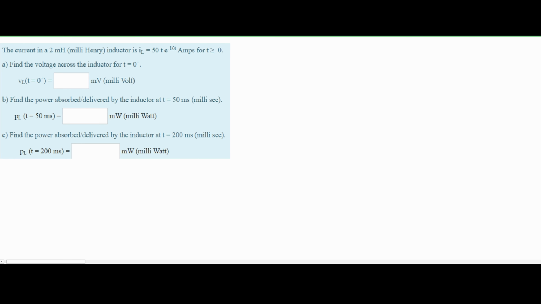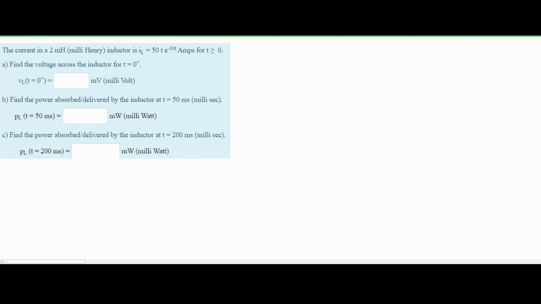In this problem, we are given the current in a 2 millihenry inductor is i equals 50 t e^(-10t), in amps, for t greater than or equal to 0. We need to find the voltage across this inductor.